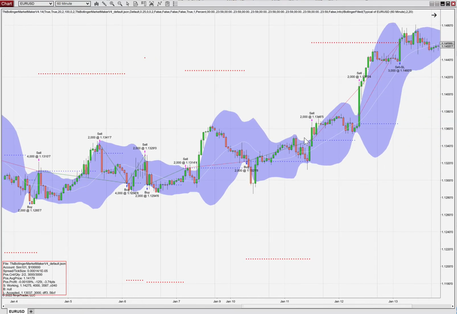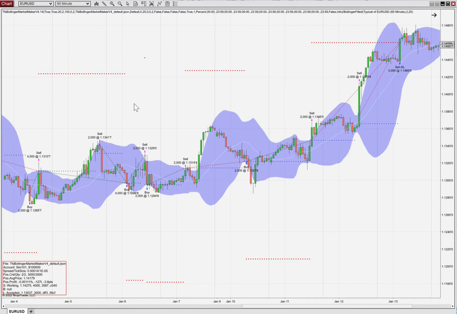So the strategy works well if the price goes sideways, right? It might hit the stop loss very often and might not be successful if you have a strong trend in the market, right? So that's the way this market maker strategy works.